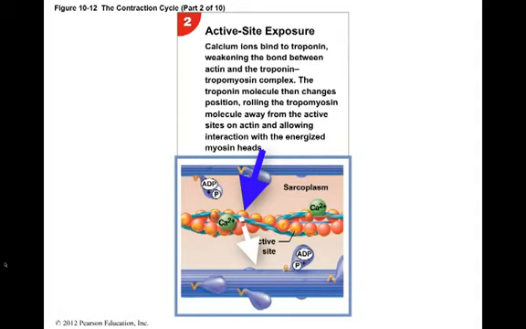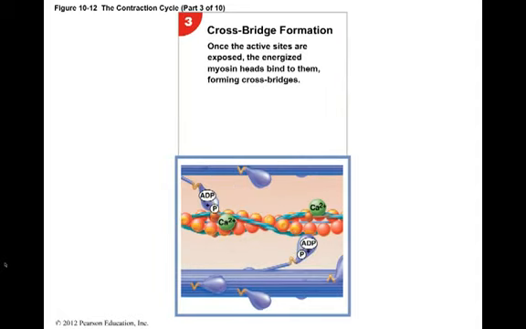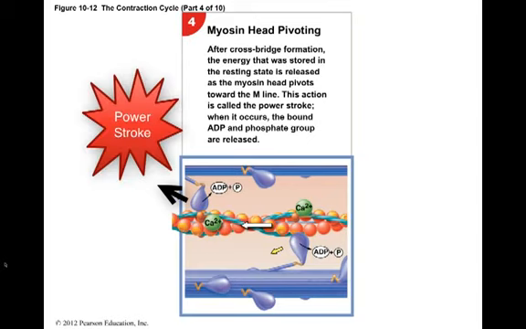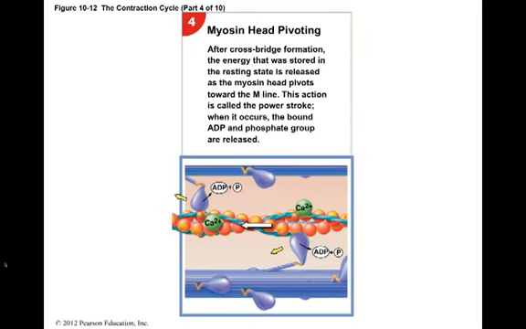When the active sites are exposed, the myosin head can now interact with them. Once the active sites are exposed, the energized myosin heads bind to them, forming cross bridges. The myosin head has already been activated, and when the myosin binds to the actin molecule, the myosin head pivots toward the M line. This action is called the power stroke. When this occurs, the ADP and the inorganic phosphate that was bound to the myosin head are released.